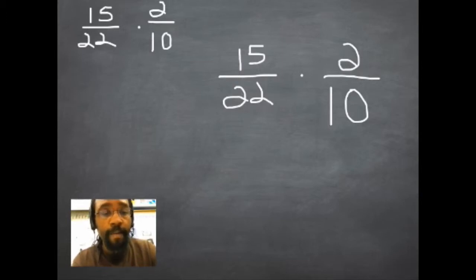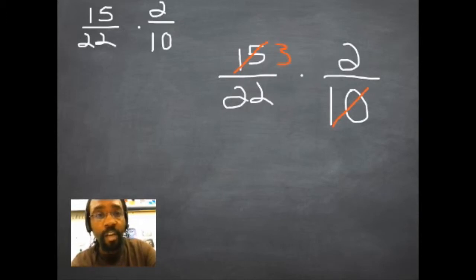If you take a look at the 15 and the 10, those are the numerators and denominators. I'm going to cross this off and I'm going to divide both by 5. 5 goes into 15 3 times. 5 goes into 10 twice. Now in green, I want you to pay attention to these are even numbers divisible by 2. 2 goes into itself once. 2 goes into 22 11 times.